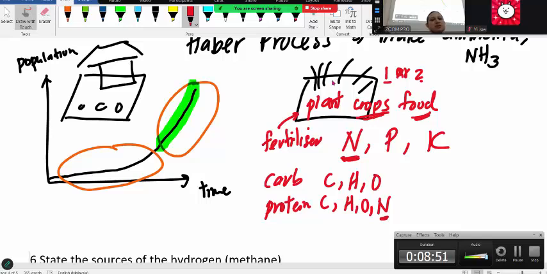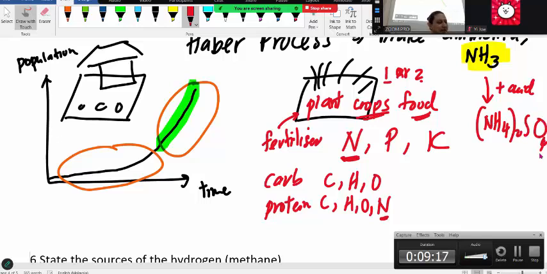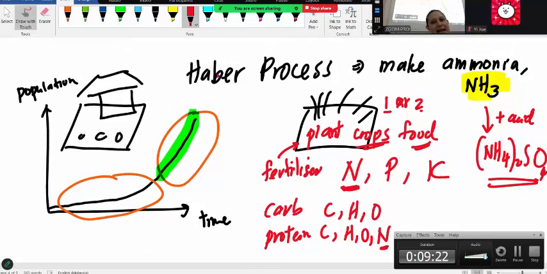So last time people just used natural fertilizer, but because the human population is so large, you need a lot of fertilizer. So therefore, we need to make ammonia. The ammonia is then reacted with acid to form fertilizer such as ammonium sulfate. Get it? This is fertilizer.